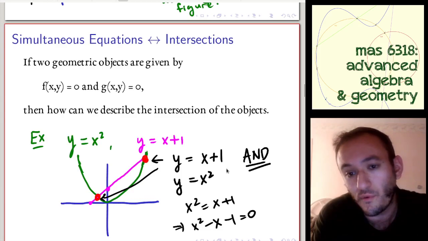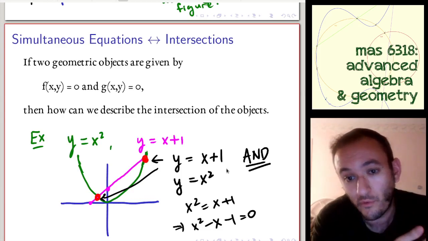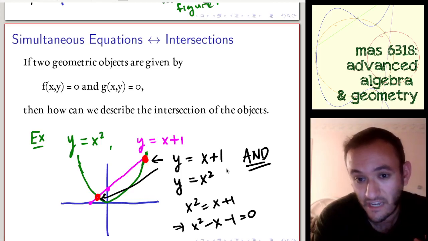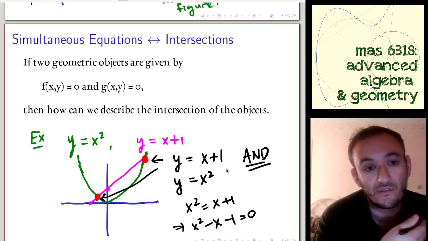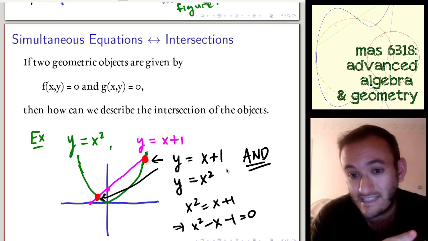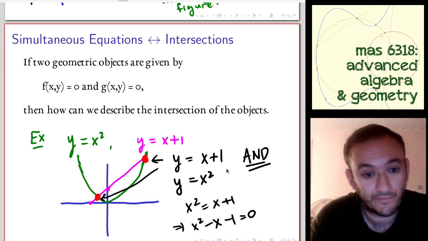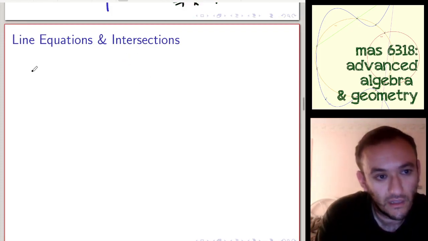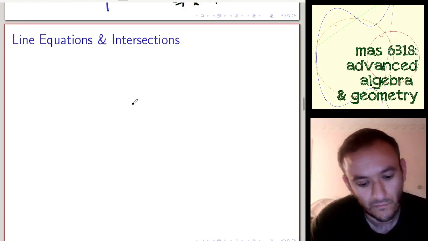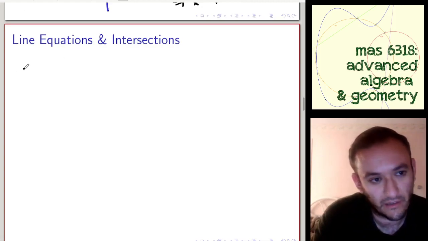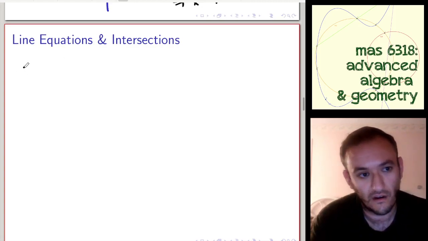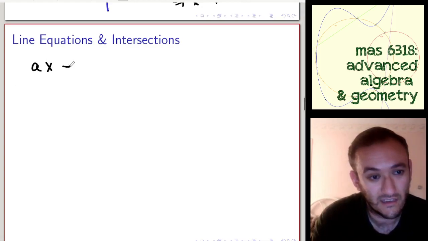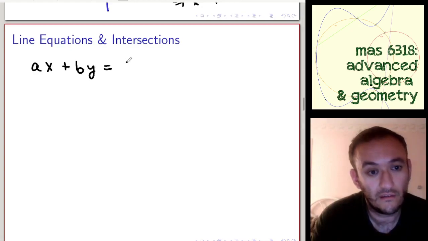So that's what we're going to be doing going forward whenever we want to solve for the points of intersection of two figures. We're going to consider it as a system of simultaneous equations. Okay, so let's think about this in the case of a line. We know that whenever we're talking about lines, these are given by linear equations, so those are of the form ax plus by equals c.